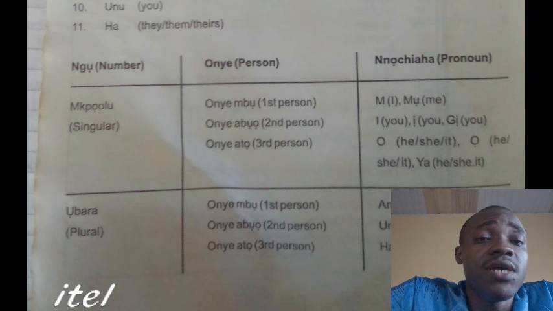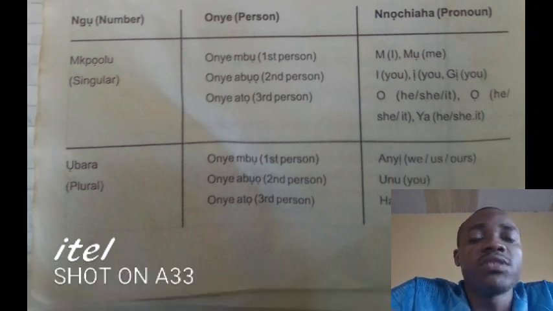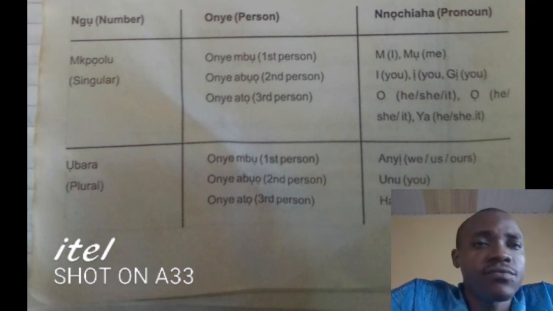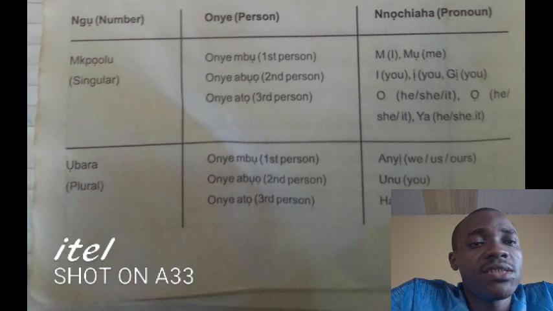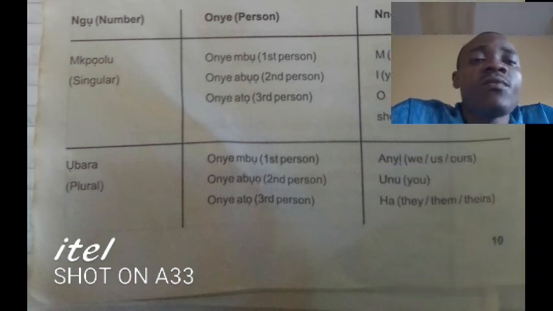Otu means singular. You can see it there. And I have explained Onye, which is the person. Onye abụọ, onye atọ. I've explained the pronouns you can use to make them complete. So the next one is Ọtụtụ, which is plural. So onye mbụ, first person, anyị. We, us, our. This is how it's being used there.